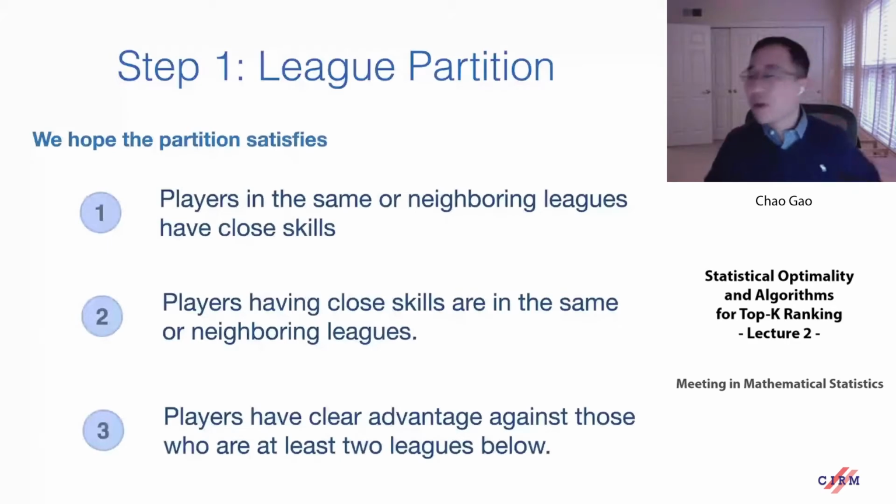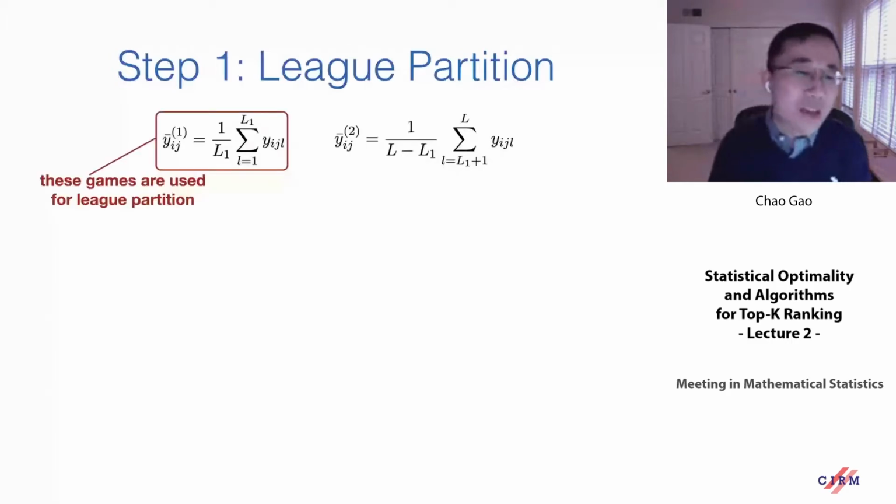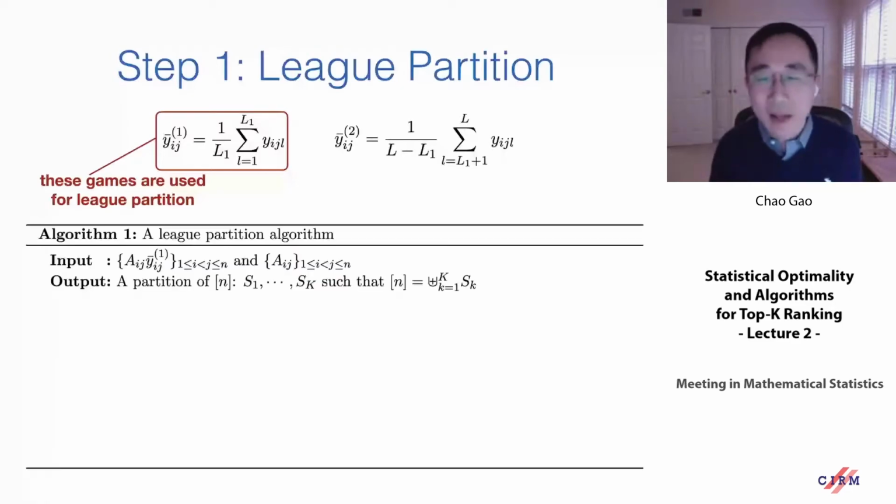So here is the algorithm. Remember, we have altogether capital L games. Here I want to do a sample splitting trick to split the L games into two batches. This is just a proof technique to make sure we have independence between the two steps. We use the first batch of the games for the league partition algorithm, and the second batch will be reserved for the computation of the local maximum likelihood. Okay, so this is our algorithm. Our goal is to find a partition of the n players.